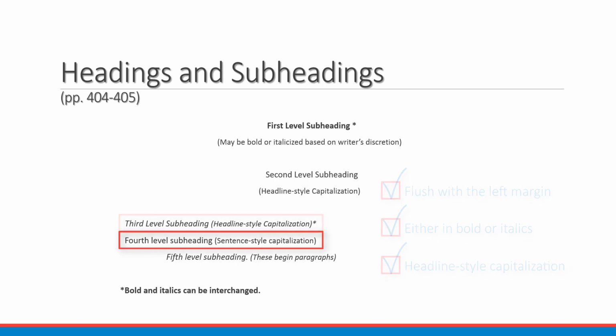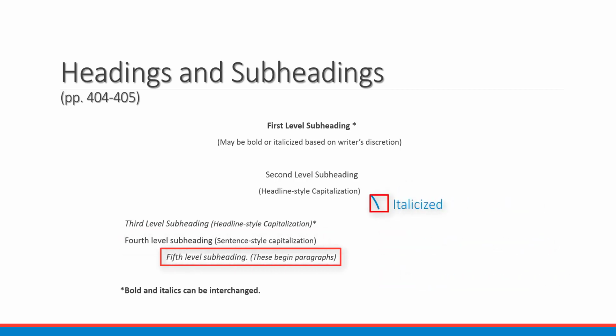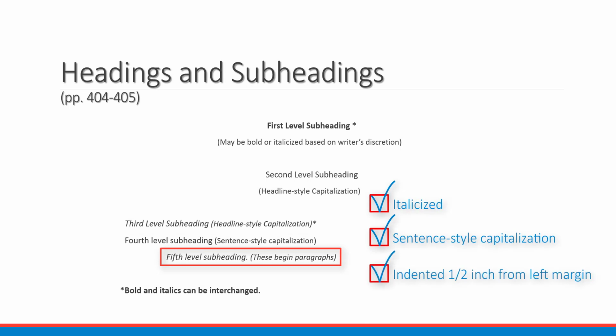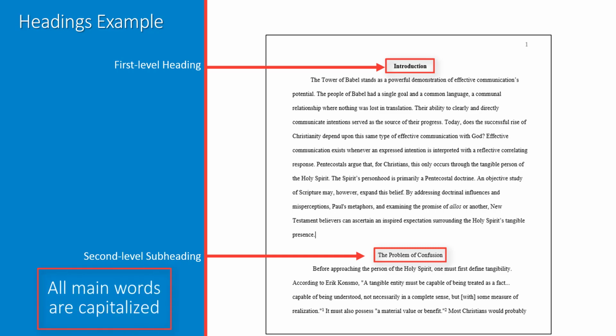Fourth level headings will not be bolded or italicized, flush left with the margin, and use sentence style capitalization. Fifth level subheadings will be italicized and use sentence style capitalization. They are indented 1/2 inch from the left margin and begin on the first line of a new paragraph. Here is what the first level of subheading looks like. Here's what a second level subheading looks like with a Turabian formatted manuscript. The second level heading appears centered, not bolded, and all main words in the title are capitalized.